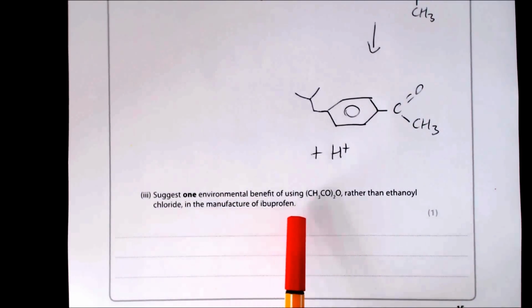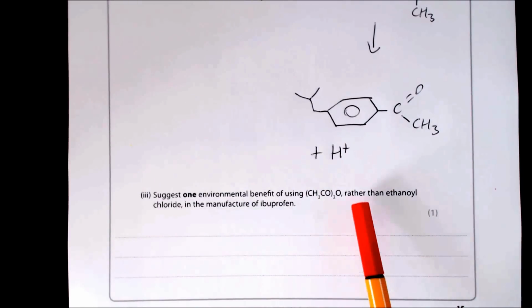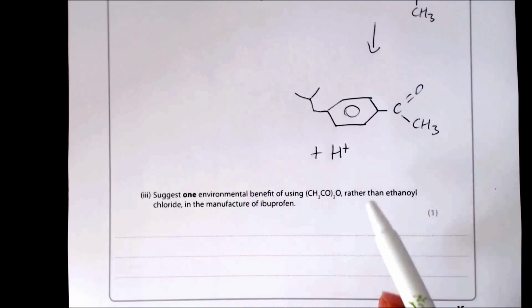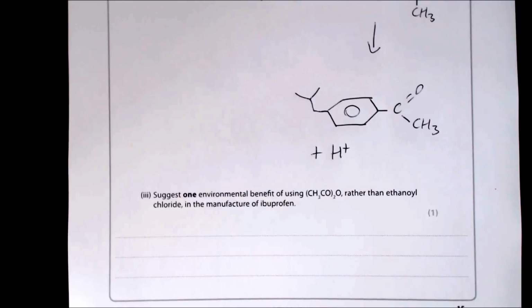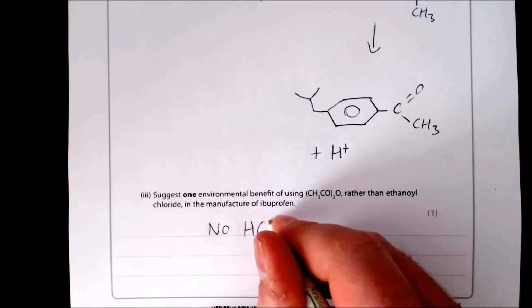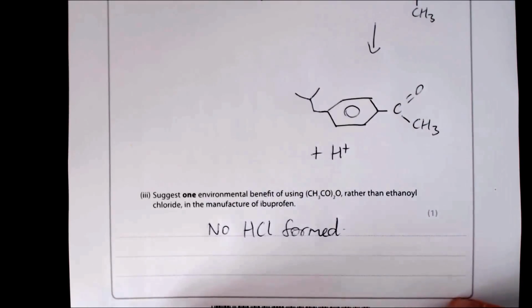So it says, suggest one environmental benefit of using CH3CO2O rather than ethanoyl chloride. So this is an acid anhydride, this molecule here, and the main reason is actually the fact that with acid chlorides you get HCl gas being produced, hydrogen chloride gas, which is really horrible stuff, and using this you don't get any HCl being formed. So the idea is that you just need to say no HCl formed. Okay, so you get 1 mark for that. Alright, on to the next part.